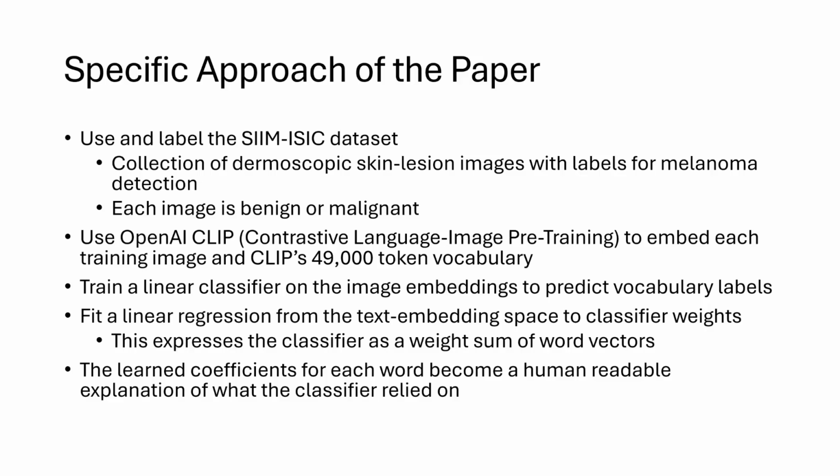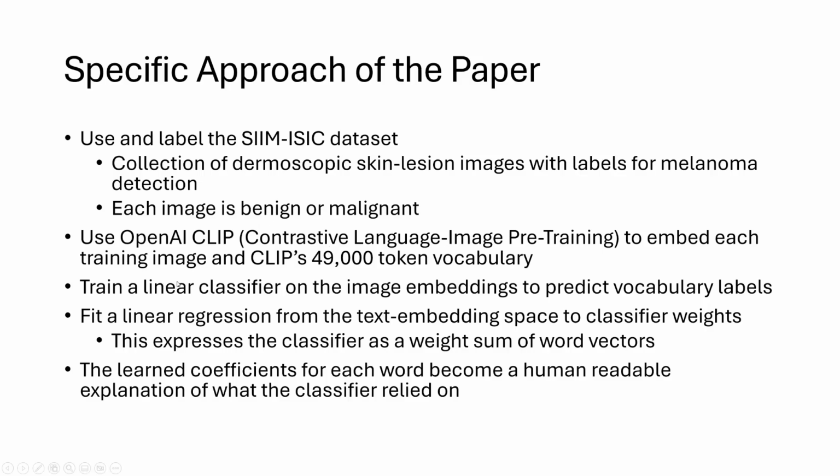The specific approach of the paper used the SIIM-ISIC dataset, which is a collection of dermoscopic skin lesion images with labels for melanoma detection. Each image is labeled as benign or malignant, and the paper uses OpenAI's CLIP, which is a contrastive language image pre-training system, to embed each training image along with CLIP's 49,000 token library. So the token library is used to describe each image and why it was given its certain classification.